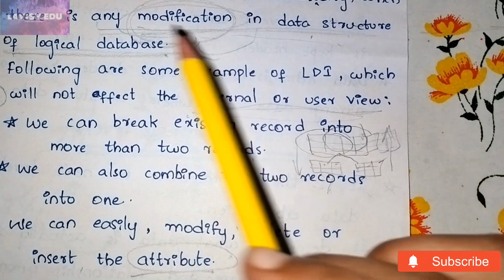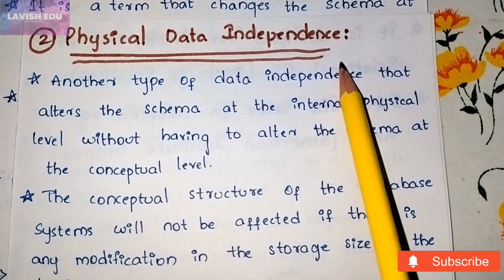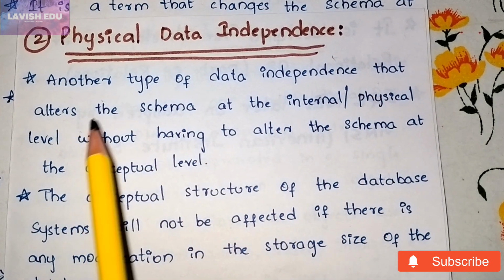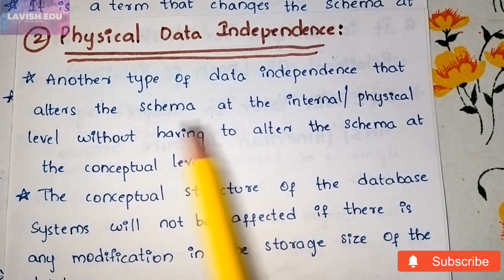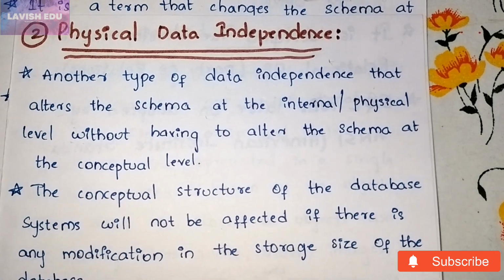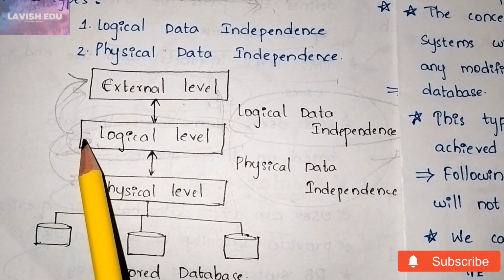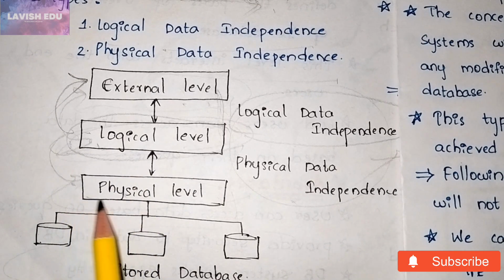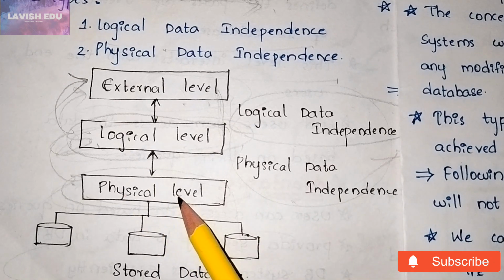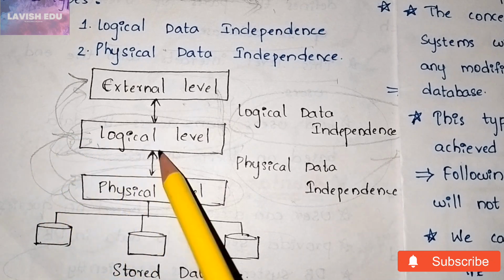So next we are going to see physical data independence. This is another type of data independence that alters the schema at the internal or physical level without having to alter the schema at the conceptual level. That is, if we make changes in the physical level, that is a step related to the stored database, it won't affect the data in the logical level.